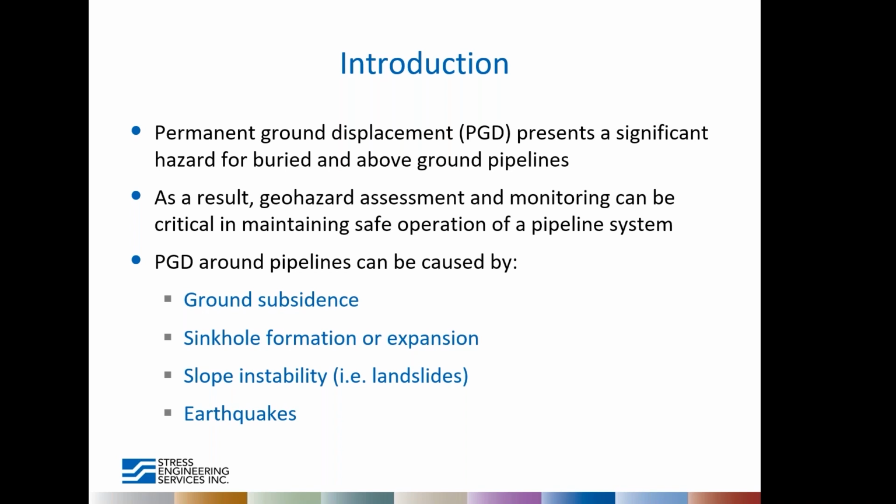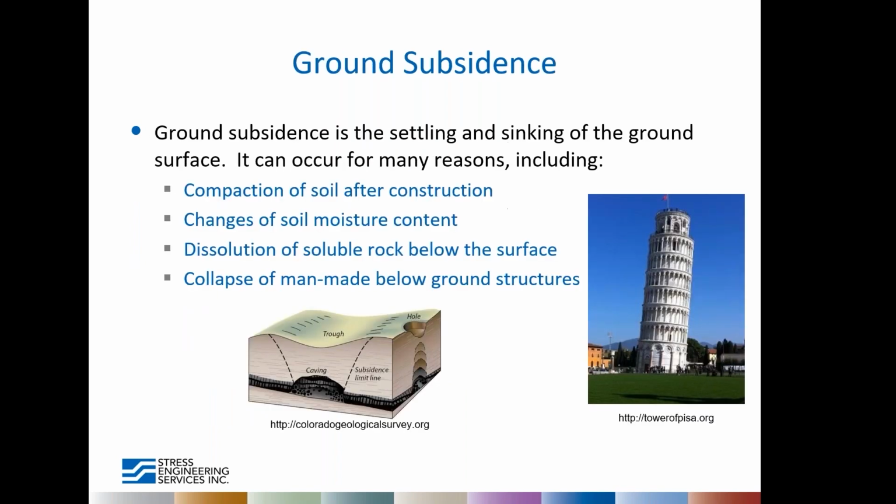Generally speaking, I'm not a geotechnical engineer, so when it comes to exactly what's going on with permanent ground displacement, we would recommend that you talk to somebody with a little bit more expertise, but we are prepared to talk about general permanent ground displacement and what the general causes are. Generally speaking, they can fall into four categories: ground subsidence, sinkhole formation, slope instability, also known as landslides, and earthquakes.